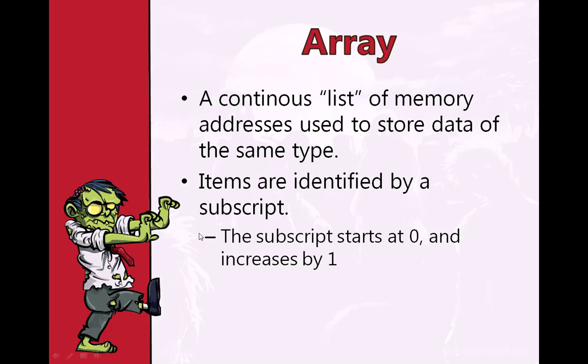Now, this last thing on this slide is the most important thing with arrays, because programmers have screwed this up since the beginning of time. The subscript starts at 0 and increases by 1 for every item in your array. The subscript starts at 0 and increases by 1.